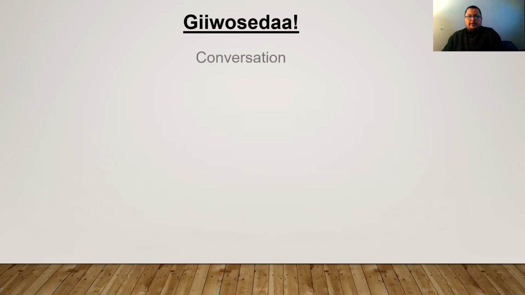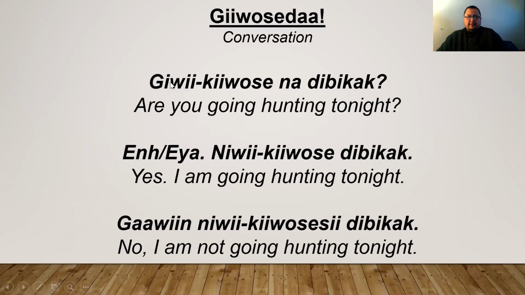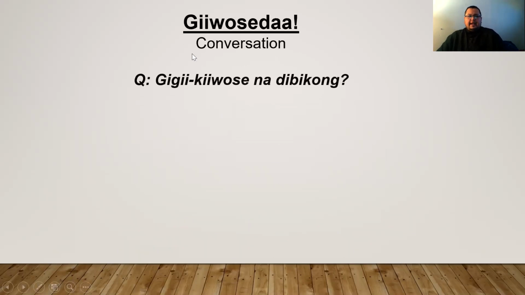So continuing on with our conversation, the question can be gigi kiwose na dibikung? Okay, and let's go back here real quick. As you see, we have we, this word we, that's talking about future tense. We meaning will or want to or you're going to. And as you can see in our next one, you're going to see gi, which is past tense. Gigi kiwose na dibikung.